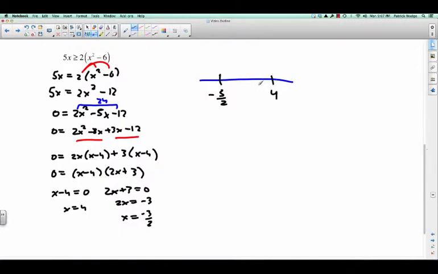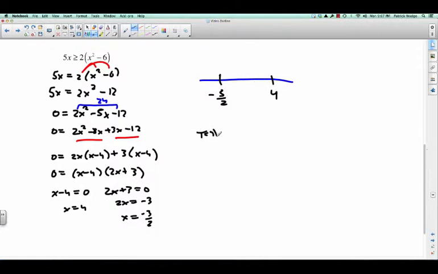Now you're going to try a test point. Let's just try one test point this time. What's the best test point to try? 0. What's the only time you can't try 0? You can't try 0 if 0 is one of the critical points. But it's not in this case. The critical points are -3 over 2 and 4. So I can try 0.